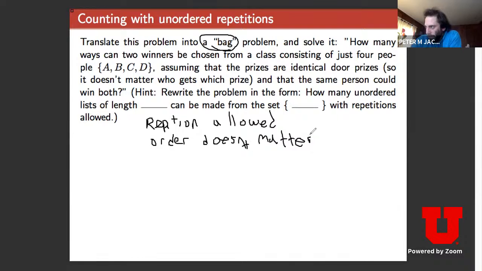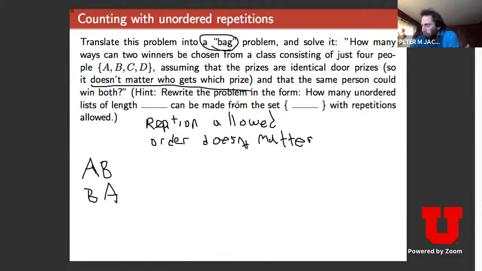That sounds about right for this problem, because we have two prizes which we need to distribute amongst these four people, A, B, C, and D. If we assign a prize to person A and a prize to person B, it says it doesn't matter who gets which prize. So that's the same thing as assigning the first prize to person B and the second prize to person A. We don't care who gets which prize.